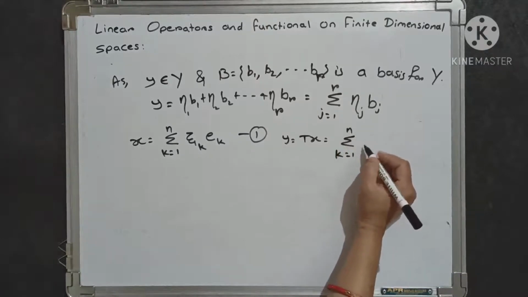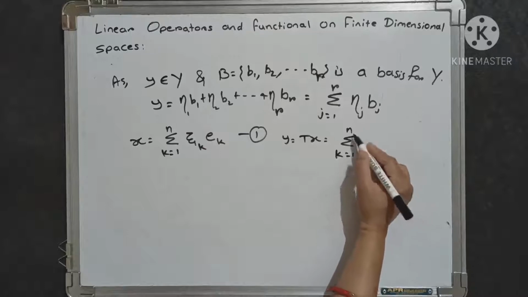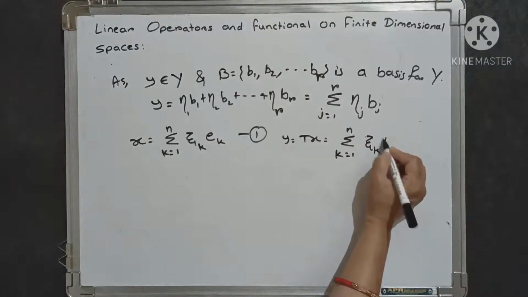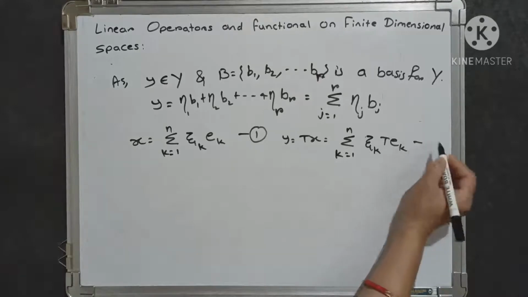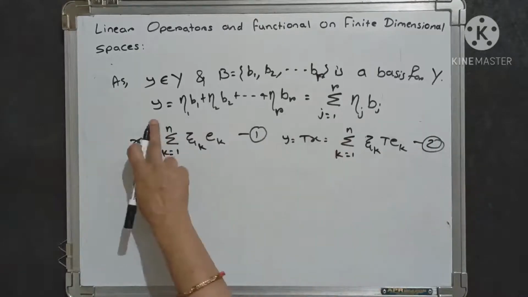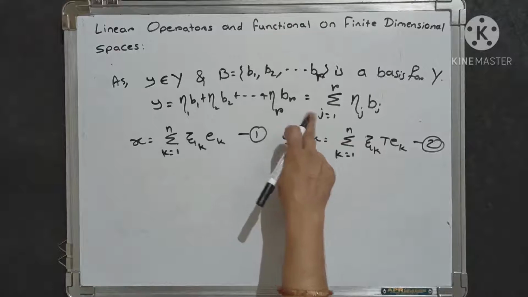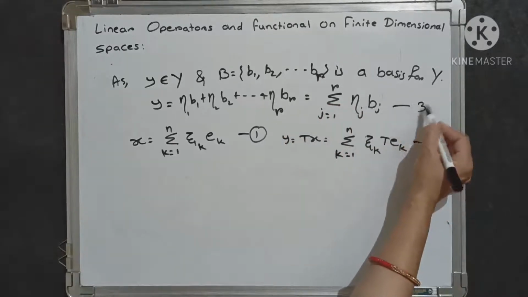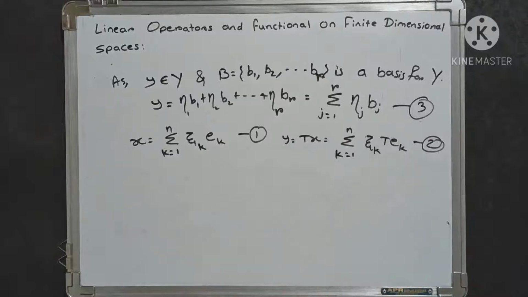The value of Tx is the summation, k running from 1 to n, ξ_k T e_k. We give it the equation number 2. And now y equals the summation, j from 1 to r, η_j b_j. We give it the equation number 3, because here we have to combine all these equations, and that's why I am writing here all these equations.